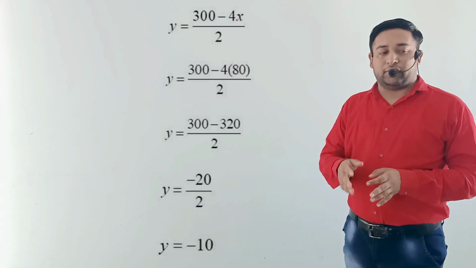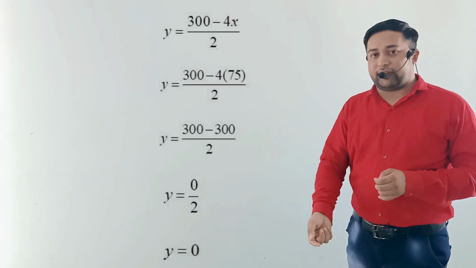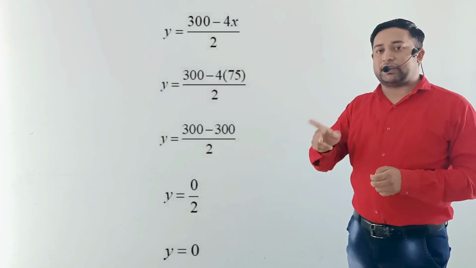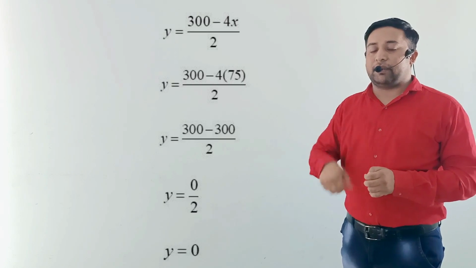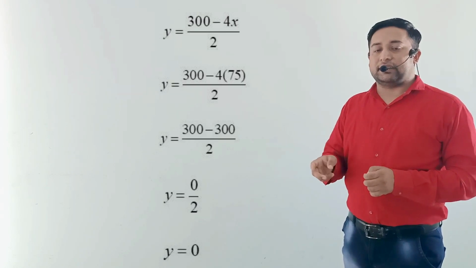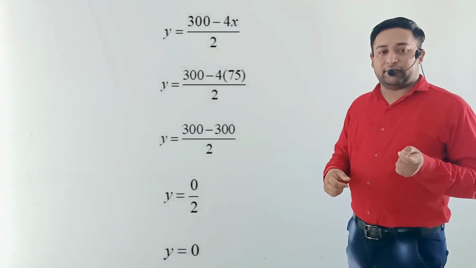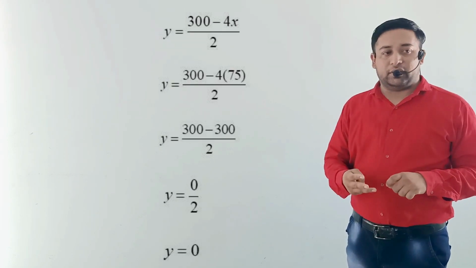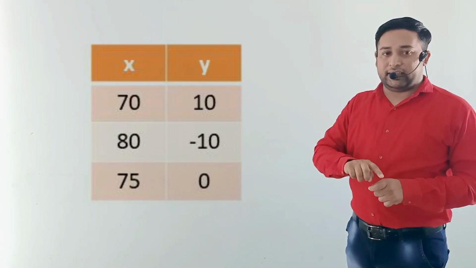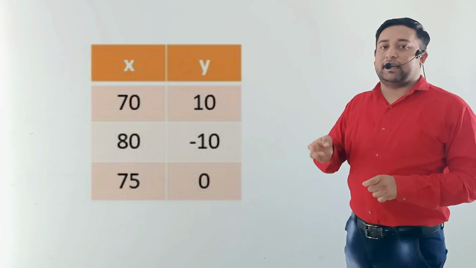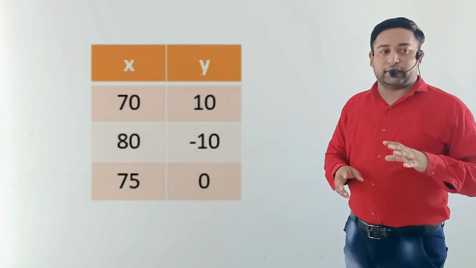Now the last one, the value of x is 75. So y is equal to 300 minus 4 into 75, divided by 2. 4 into 75 is 300. So 300 minus 300, divided by 2. 300 minus 300 is 0. 0 by 2 is 0. So when my x is 75, my y is 0. Now check the three values. X is 70, y is 10. X is 80, y is minus 10. And x is 75, y is 0. Now plot all the values on the graph.